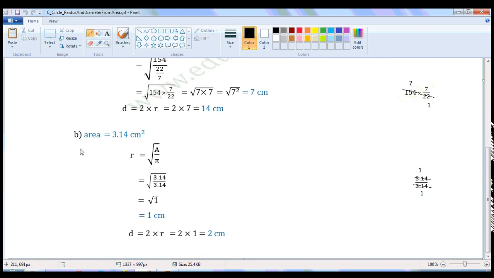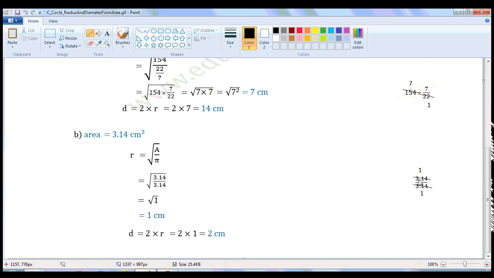Next one, area is equal to 3.14 centimeter square. We can find the radius using the formula r is equal to square root of A by pi. Substitute the values of A and pi in this formula. That is equal to square root of 3.14/3.14. Area is 3.14 centimeter square and pi is 3.14. Let us simplify this in the rough work.